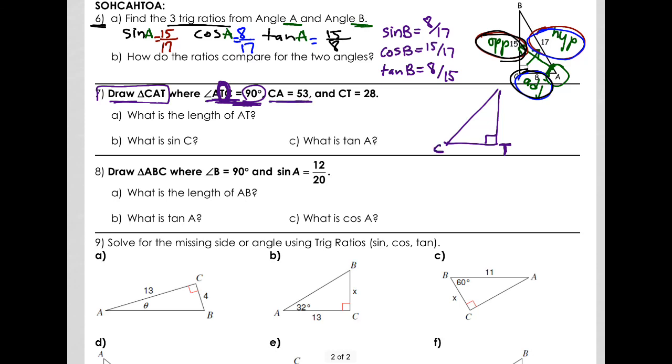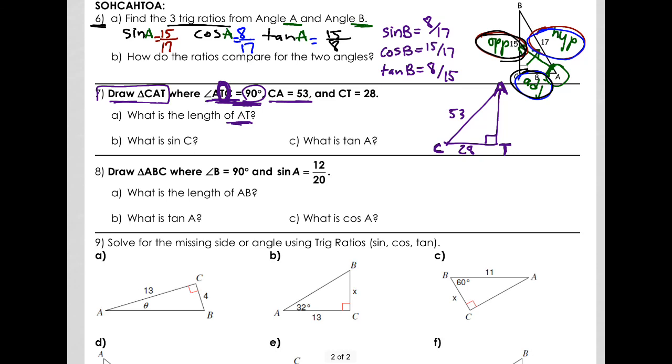So now those are my other 2 letters I have to put somewhere. No matter where you put them, C to A, or A to C, no matter which direction you look at it in, this will be your 53. And CT will be 28. So C to T is 28. So now it says, what is the length of AT?